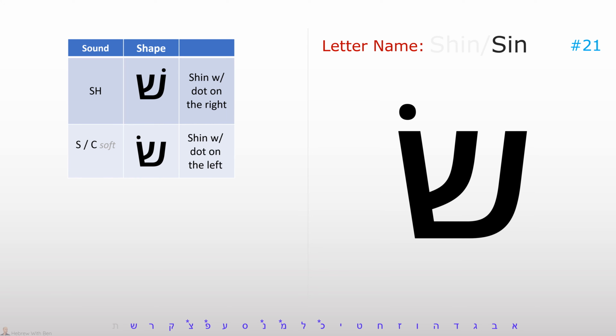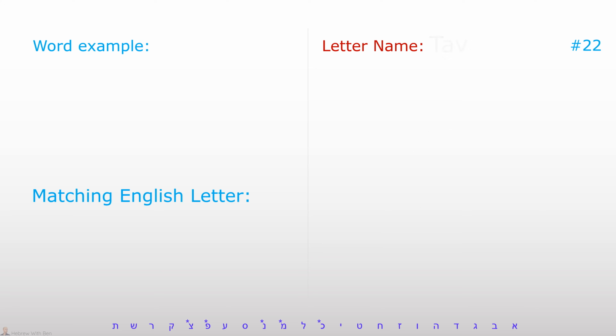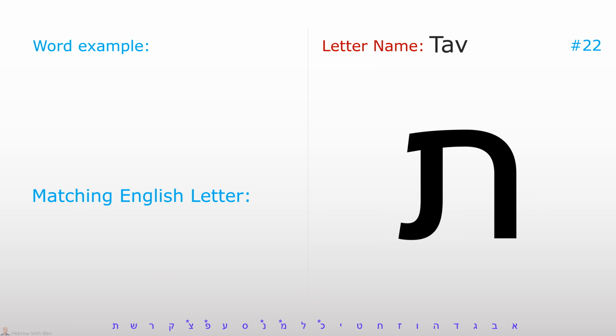The last letter of the Hebrew alphabet, and also for our course, is Tav. Similar to Tet, Tav matches the English letter T. A word example is Toda. I mentioned that the letter Tet has a similar sound as Tav. This is true to modern Hebrew. In the past, the letters had different sounds.